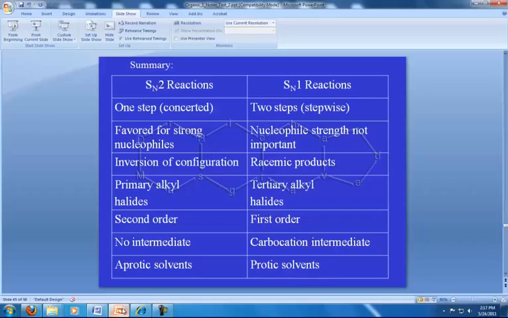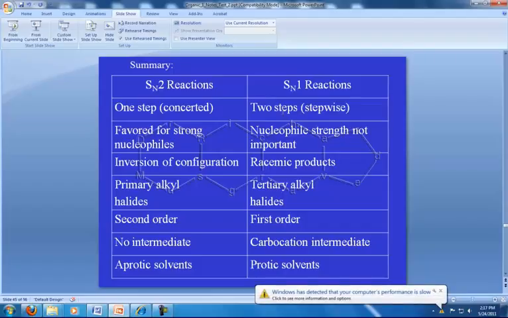Alright, to summarize that in another table here you go. Sn2 reactions are one step and they're concerted. They're favoured for strong nucleophiles. We get inversion of configuration. They're favoured for primary alkyl halides. They're second order. There's no intermediate in the reaction, and the reactions are favoured for aprotic solvents.